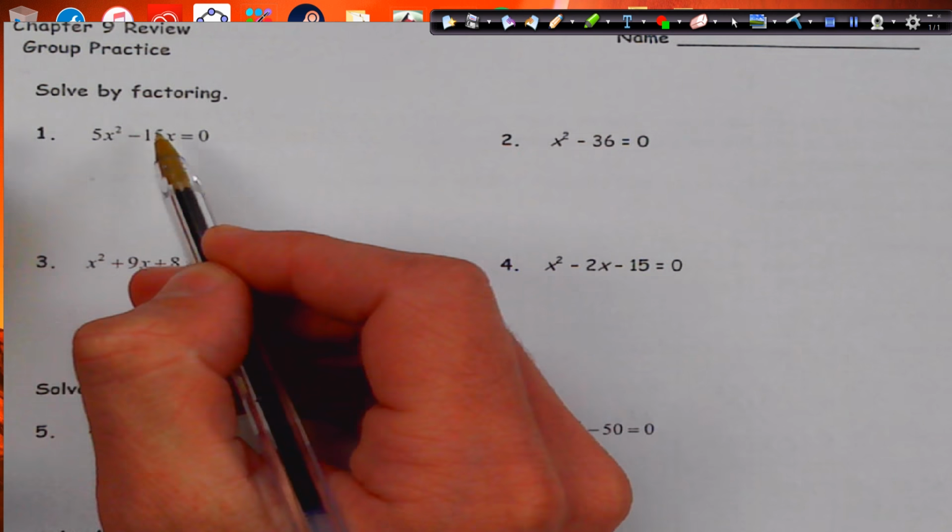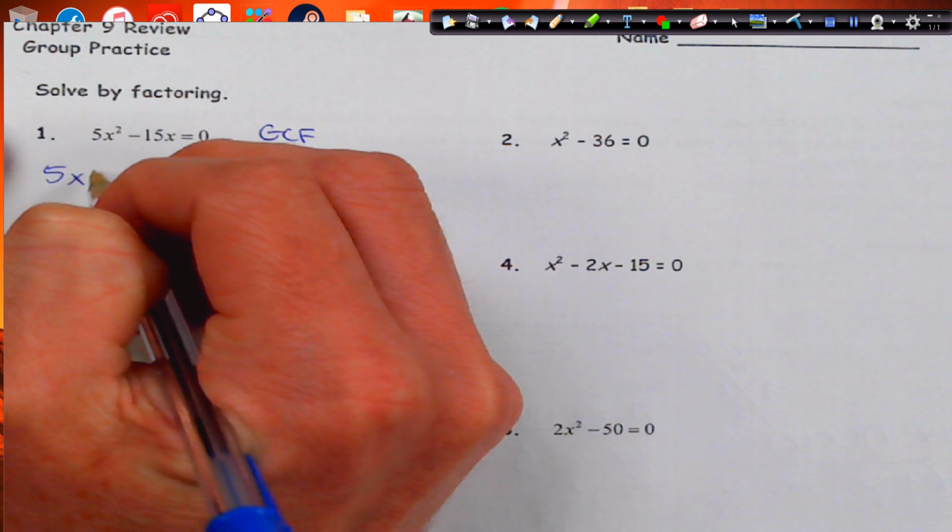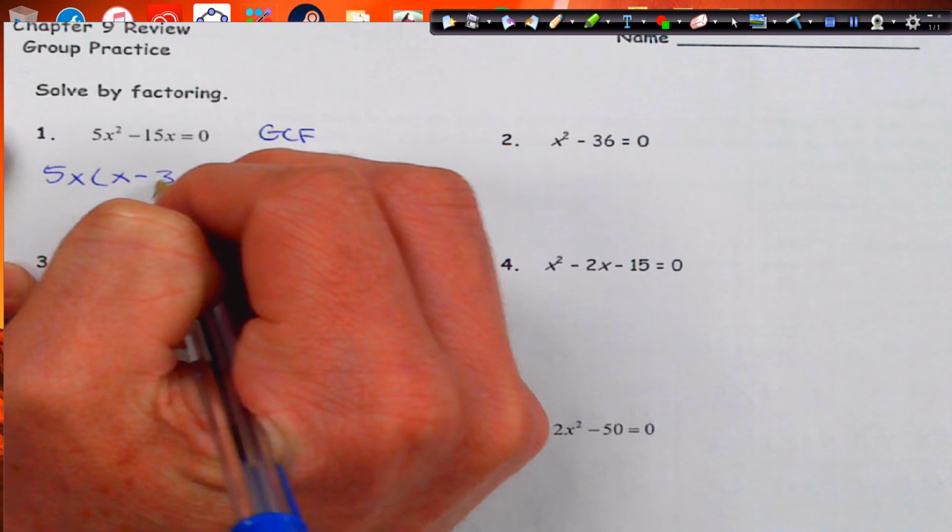This one here, I don't have a third term, so I'm actually going to factor by GCF. So we'll use GCF on this guy. So I can take out a 5x, which leaves me with x minus 3 equals 0.